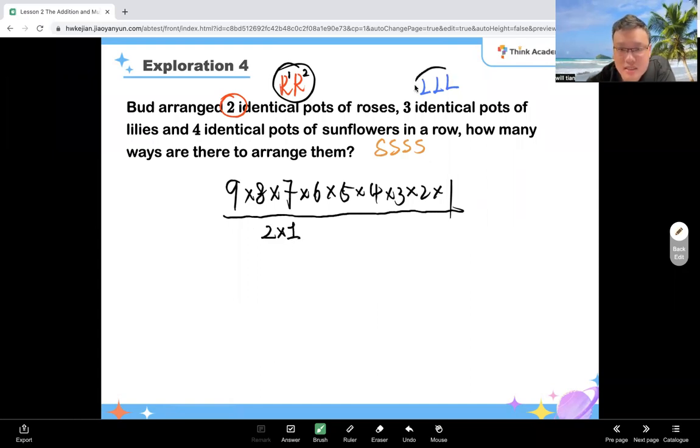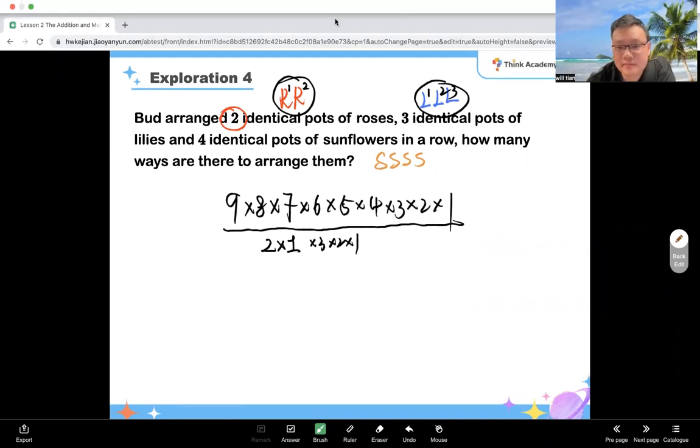And as for the lilies, you got 1, 2, 3. So you put them in a row, how many ways do you duplicate that? You have 3 times 2 times 1 ways to duplicate that, right? Yes, Nathan?